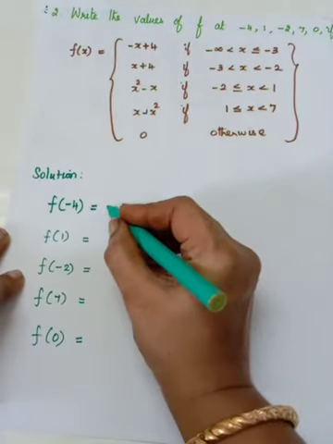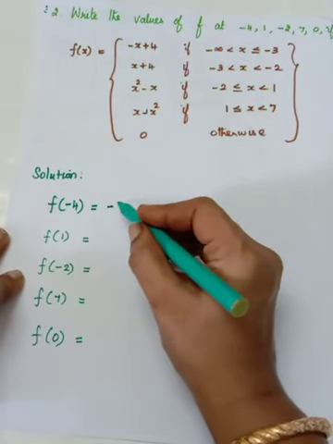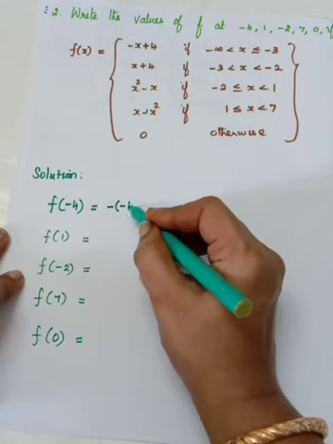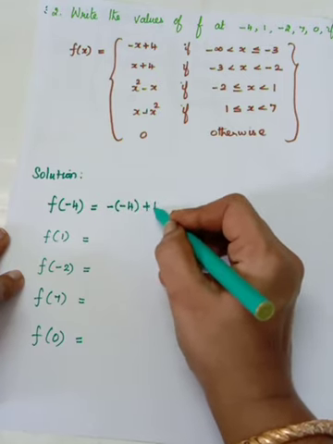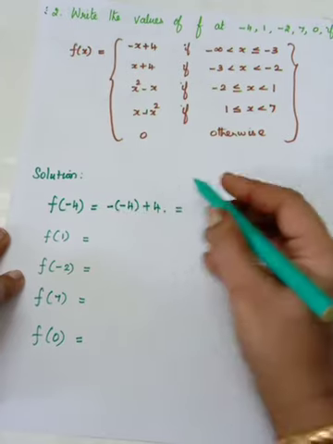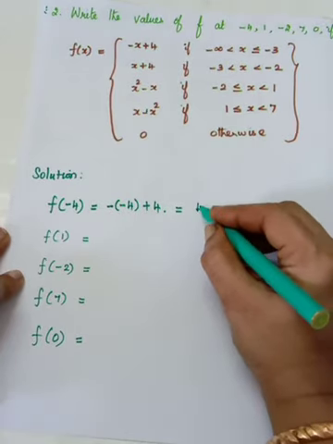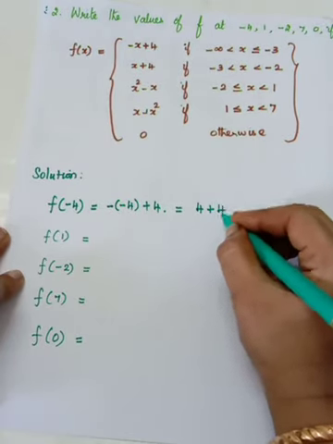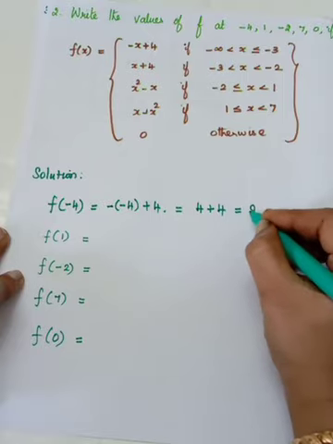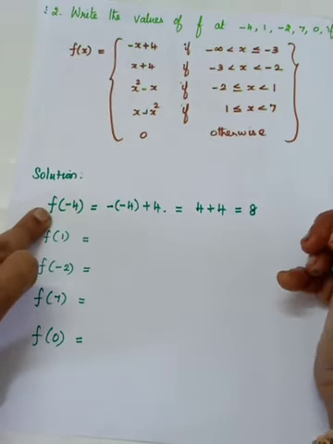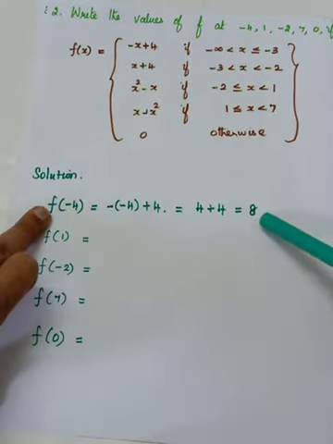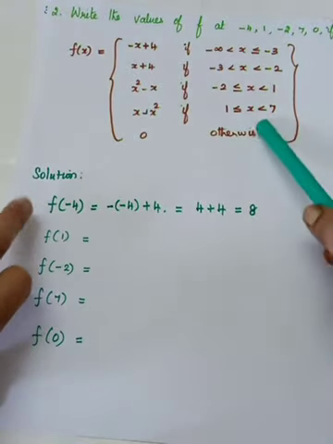Before that you have a minus. Your x value is what? It is minus 4 plus 4. What is minus of minus 4? It is plus 4, already plus 4. So that is equal to 8. So f of minus 4, the value of f of minus 4 is 8 for this function.